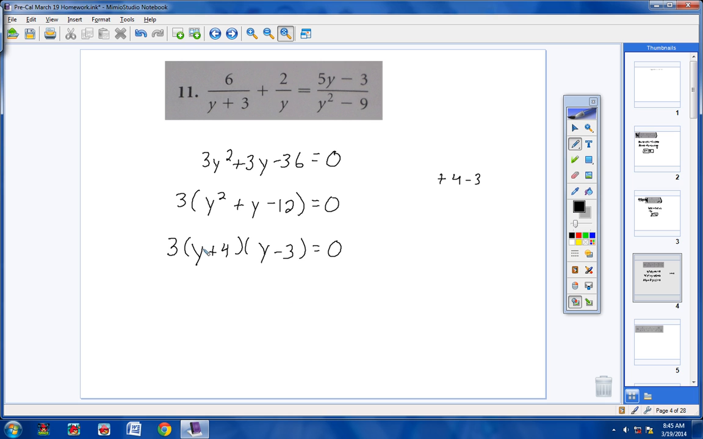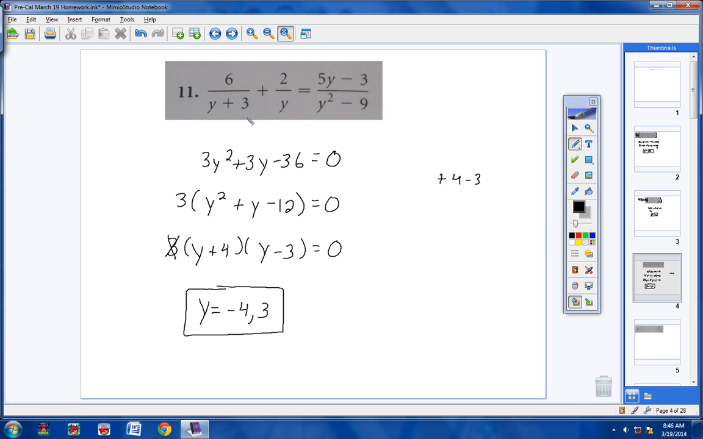There we go. And now you should know by now, if a group does not have a variable, we're not worried about it, and this 3 does not have a variable, so I don't care about it. But I must take my other groups and set them equal to 0. And if I take this group and set it equal to 0, I will get a negative 4. If I take this group and set it equal to 0 and solve, I will get 3. So there's my 2 answers.